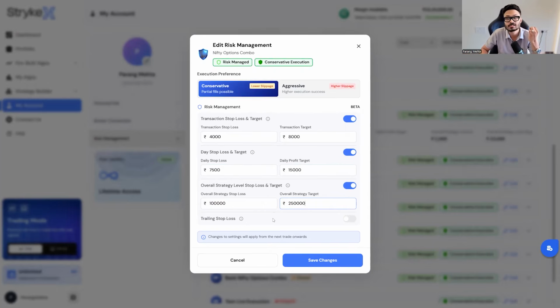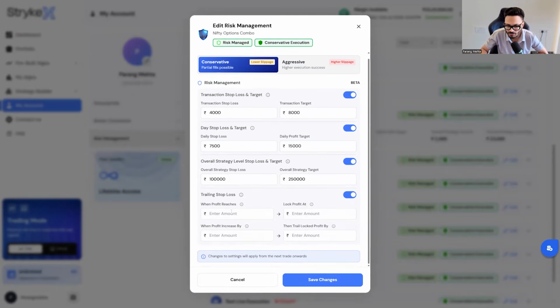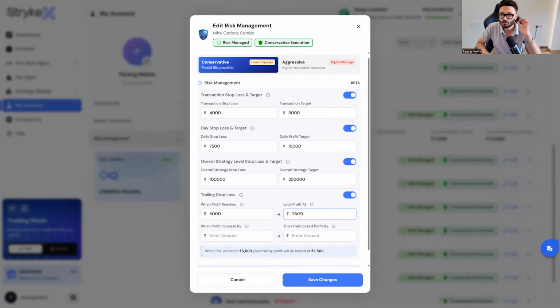Then if I want to set up a trailing stop loss, that as my trade is moving in my direction, I want to trail my stop loss, I can just enable this over here. And then I can write that whenever profit reaches 5,000 rupees, lock my profit at 2,500, which means whenever the strategy profit reaches 5,000 rupees, it will lock in and take a minimum of 2,500 rupees of profit guaranteed. And then whenever the profit increases by 1,000 rupees, trail my locked profit amount by 500 rupees.